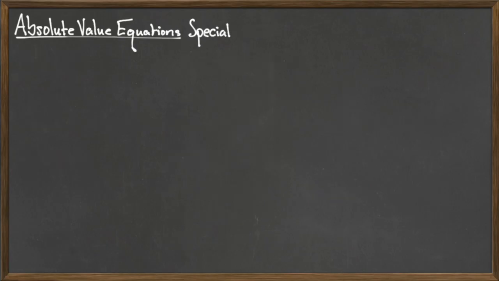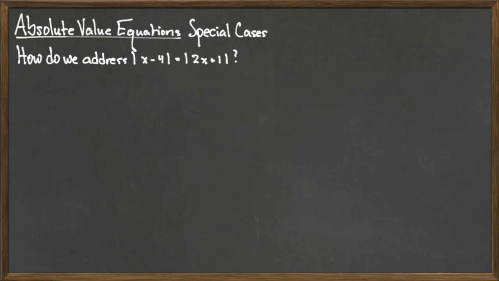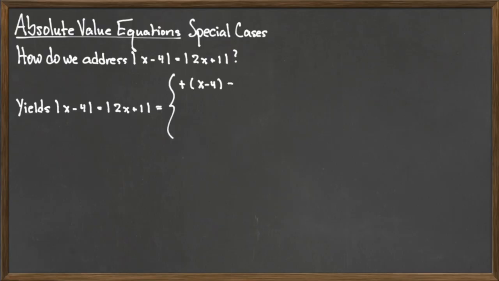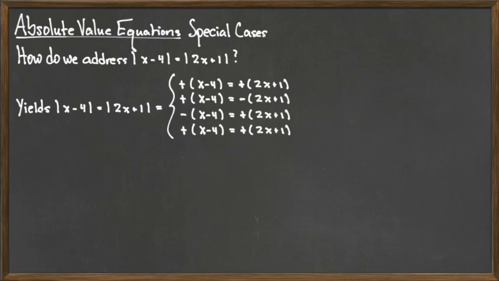In this last case, we explore what happens when I have the absolute value of something equals the absolute value of something else. For example, what if I had the absolute value of x minus 4 equals the absolute value of 2x plus 1? Now imagine that we applied the same strategy, but twice, one for each side. Basically, this would yield 4 possibilities which we can expand in the following way.